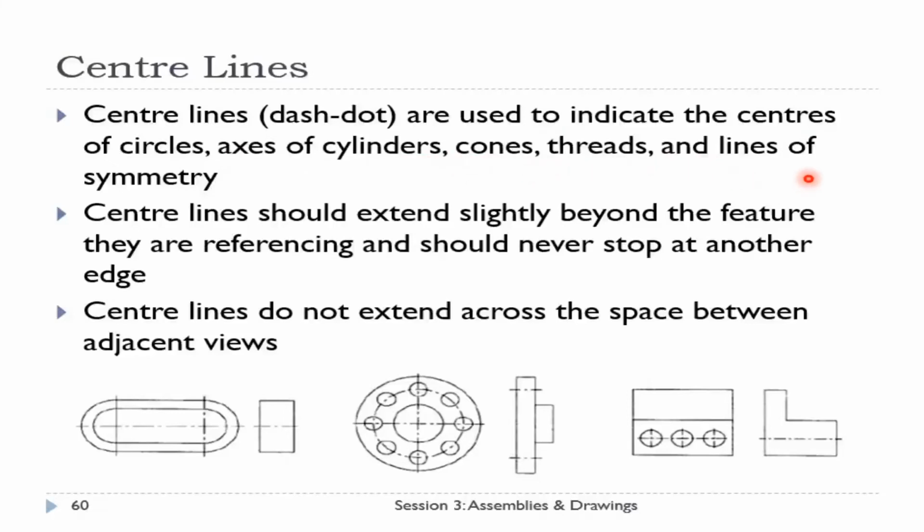Center lines are used to indicate centers of circles, axes of cylinders, cones, threads, and lines of symmetry. They should extend slightly beyond the feature they are referencing, and they should never stop at another edge. Here you can see we have a center line showing the part center, and that line is extended beyond the outer diameter, which is the circular feature we are indicating. Similarly, we have a slot-type shape here, and you see the center line is again extended beyond the feature.